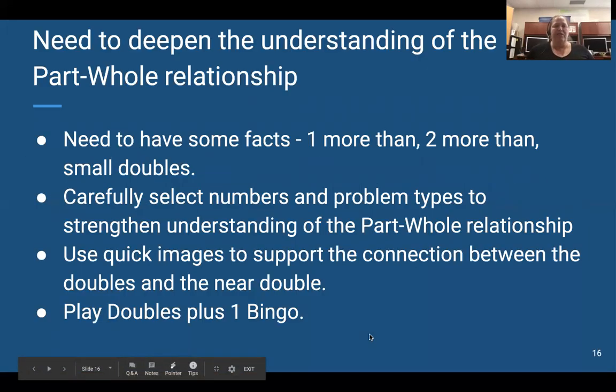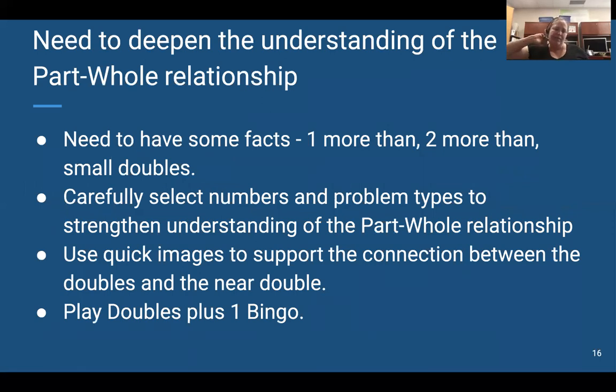So what are some of the things that they need to have in order to access some more part-whole relationship? Well, they need to have some facts under their belt. So 1 more than, 2 more than, and their small doubles. So 1 plus 1, 2 plus 2, 3 plus 3, 4 plus 4, 5 plus 5. They need to have those ones under their belts as a fact. And so with 1 more than and 2 more than, those are facts that they learn through counting on. So that we're right in the right territory.